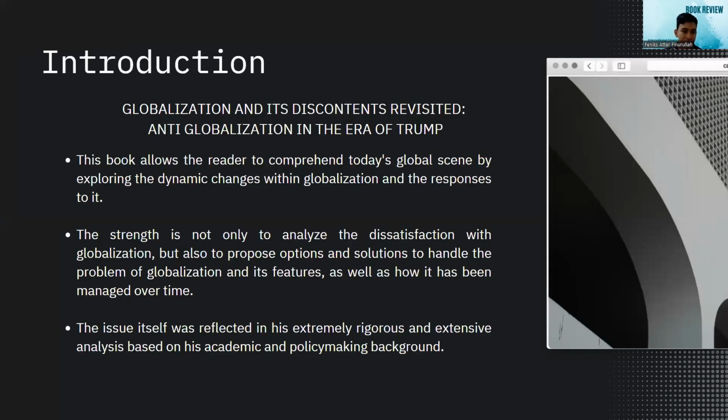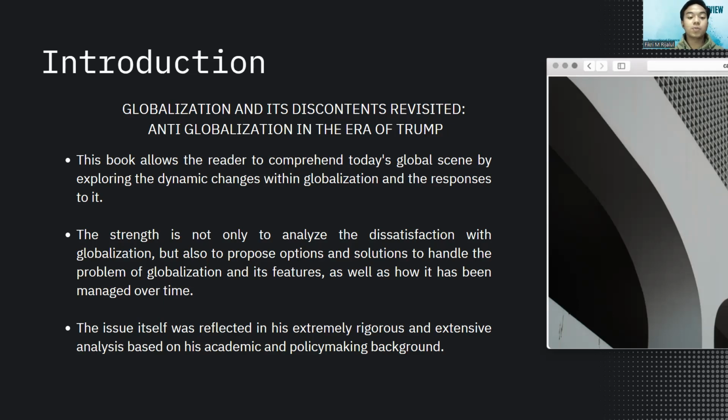Now, the introduction to Globalization and Its Discontents Revisited: Anti-Globalization in the Era of Trump, written by Joseph Stiglitz. The book allows us as readers to comprehend today's global scene by exploring the dynamic changes with globalization and the response to globalization itself. The unique strength of this book is that it analyzes the dissatisfaction with globalization, but also proposes options and solutions to handle the problems of globalization and its future, as well as how it has been managed over time.